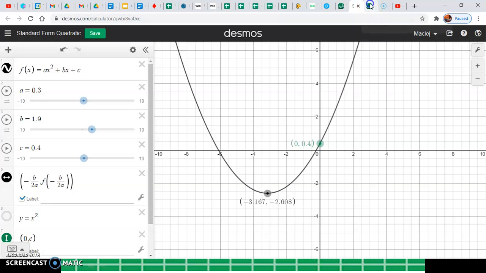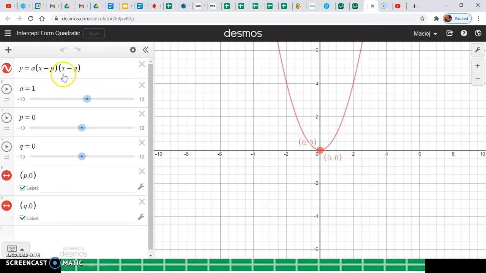And now let's jump to intercept form. So here's intercept form. You can see it here. A value, same effect, right? Makes it either narrower when A becomes big, or wider when A is a decimal, or concave down when A is negative. See, it's concave down now. So that's A, same effect, always the same effect. And now P and Q, remember P and Q are those two values, and those are x-intercepts.